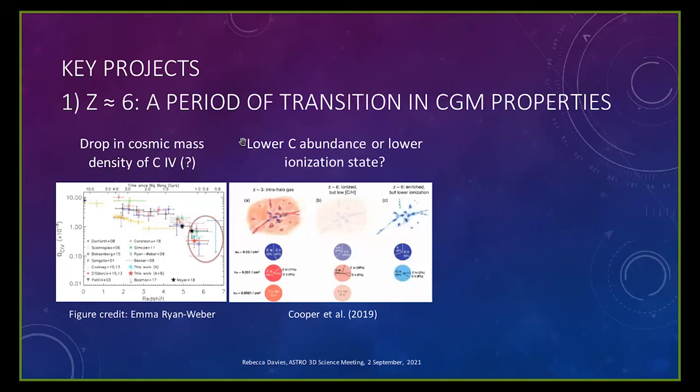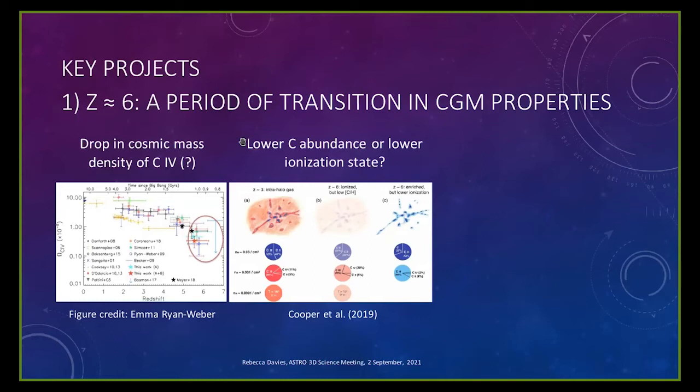If the drop in the cosmic mass density of carbon-4 is real, it could potentially indicate that the carbon abundance of the CGM increased steeply in the period leading up to redshift 5.5. Or in other words, this could indicate that redshift 6 may be a key epoch for the buildup of enriched gas in the CGM. However, there are other possibilities for what could cause this signature.